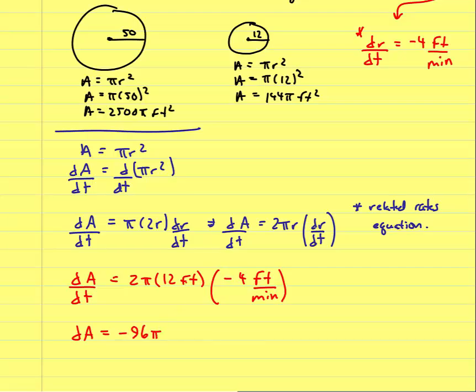Now let's look at our units. I have feet times feet, so I should have feet squared here per minute. And that makes sense because the radius is in terms of feet, but area is in terms of feet squared. So this is saying the area is decreasing, this is dA/dt, at that instant, -96 pi feet squared per minute.